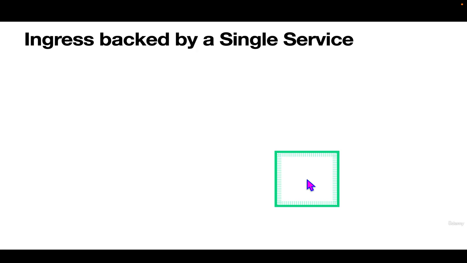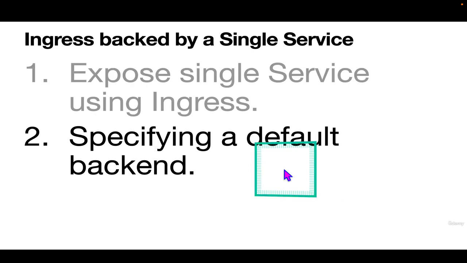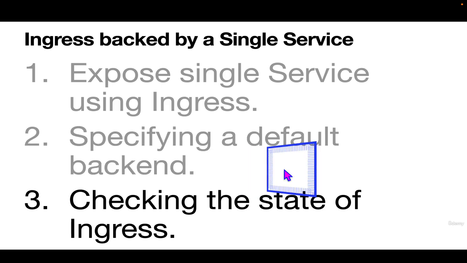Ingress backed by a single service. An Ingress can be backed by a single service. This allows you to expose a single service to the internet, which can be useful for an application with a single public entry point. You can specify a single service with an Ingress by specifying a default backend with no rules. This configuration sends all incoming traffic to that backend.